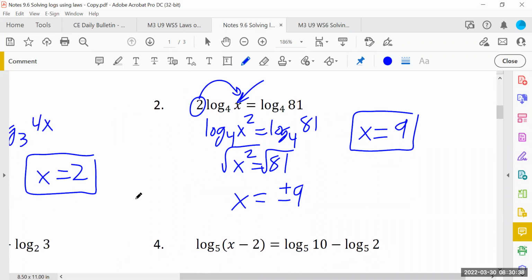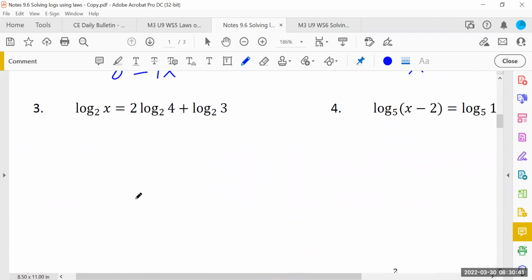Number 3, log base 2 of x. Oh, but I've got 2 logs on this side. Combine them. Bring the 2 up as an exponent. Log base 2 of x equals log base 2 of 4 squared times 3.